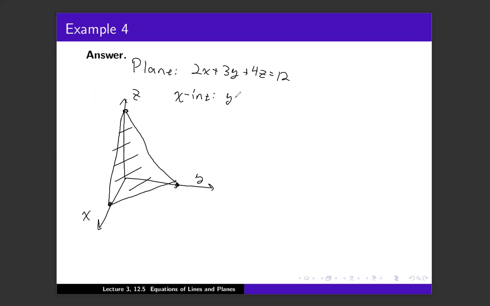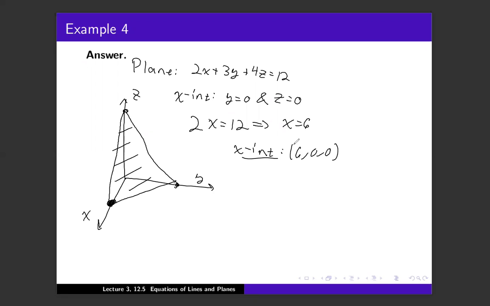is going to happen when y is 0 and also z is 0. Right? It's this point over here. I don't know what x is, but y and z are definitely going to be 0. So if those are 0, that tells us that x has to equal, can we see it? Well, 2x is going to be equal to 12, which means x is 6. So the x-intercept is (6, 0, 0).